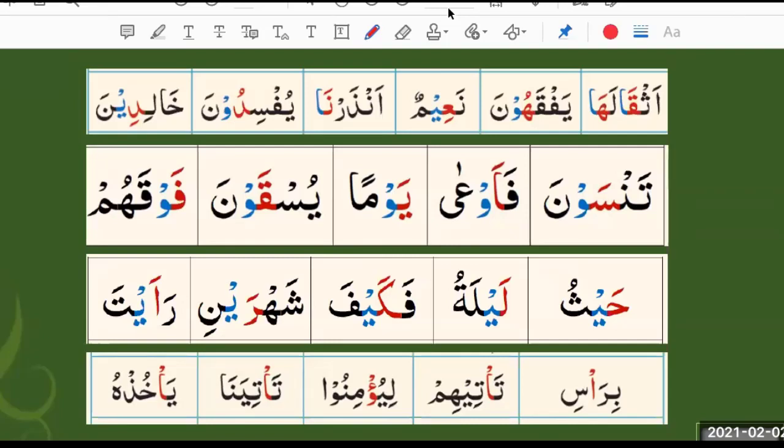Ta-ti-him. Li-yu-minu. Ta-ti-ya-na. Ya. Ya khuzu hu, again ayin sound is ya, simple. Ya khuzu hu. Well done, very good attempt, very careful reading. Do we have anyone else?